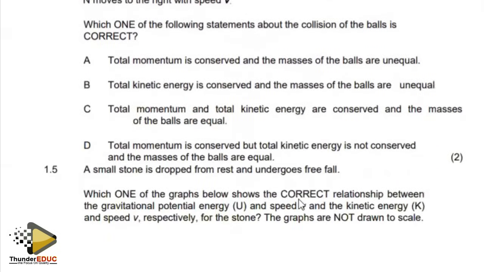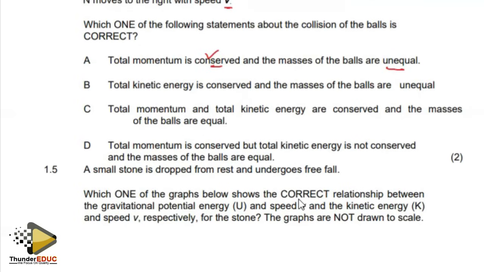Then ball M, moving at a speed v to the right, collides with a stationary ball N on a smooth surface. Immediately after collision, ball M comes to rest, and then N moves to the right with a speed v. Which of the following about the collision is correct? 1, total momentum is conserved, and the masses are unequal. So the first statement is correct.